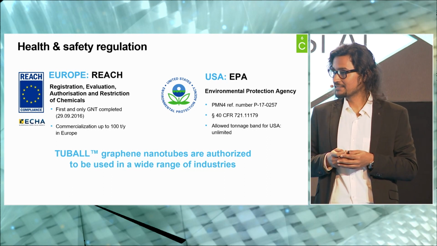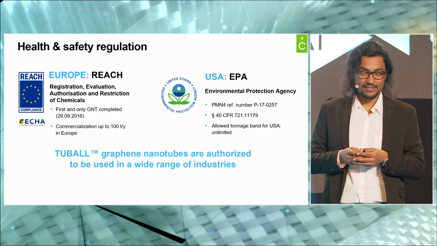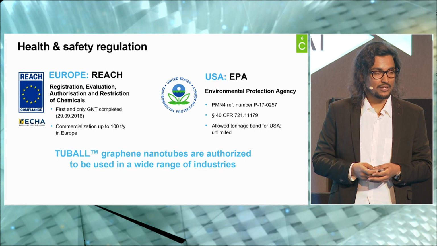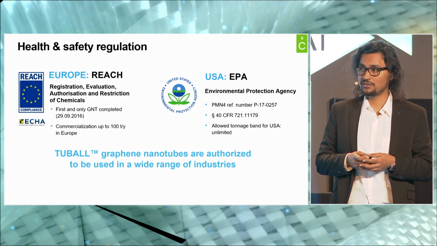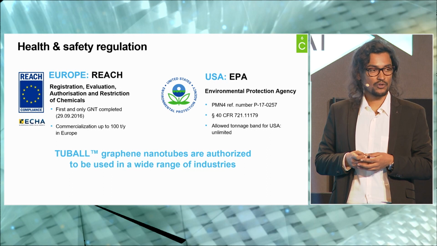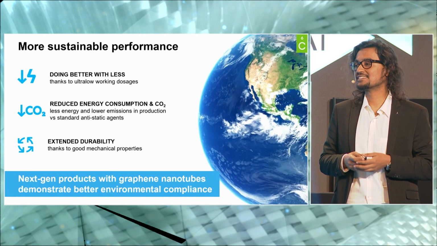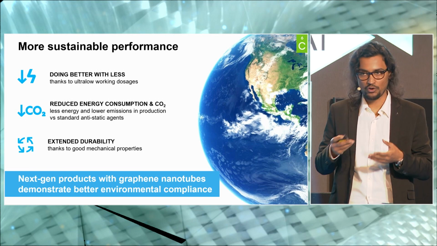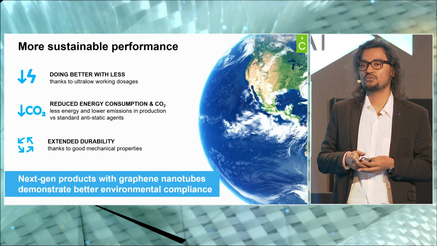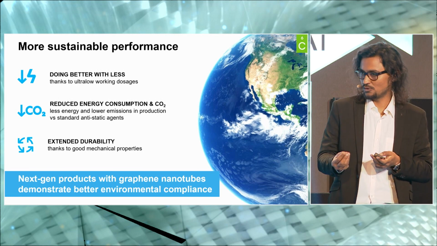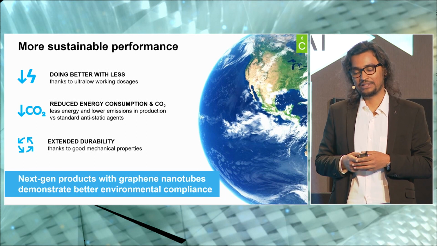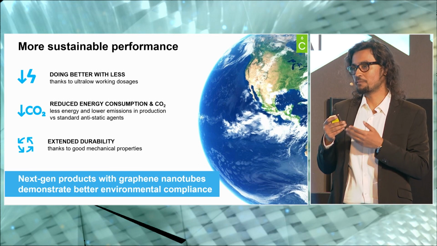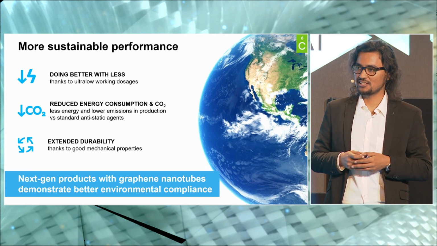Since we are a European organization, we are extremely compliant about environment, health, and safety. We are the first and only graphene nanotube company which is REACH compliant to commercialize about 100 tons of these nanotubes in Europe. We also have EPA consent. And sustainability is at the core of our vision. That means most of the applications we collaborate and work on are those where we are promoting and advocating the less use of material. So doing better with less. Also, nanotubes, because of their design, use much less energy than conventional anti-static fillers.